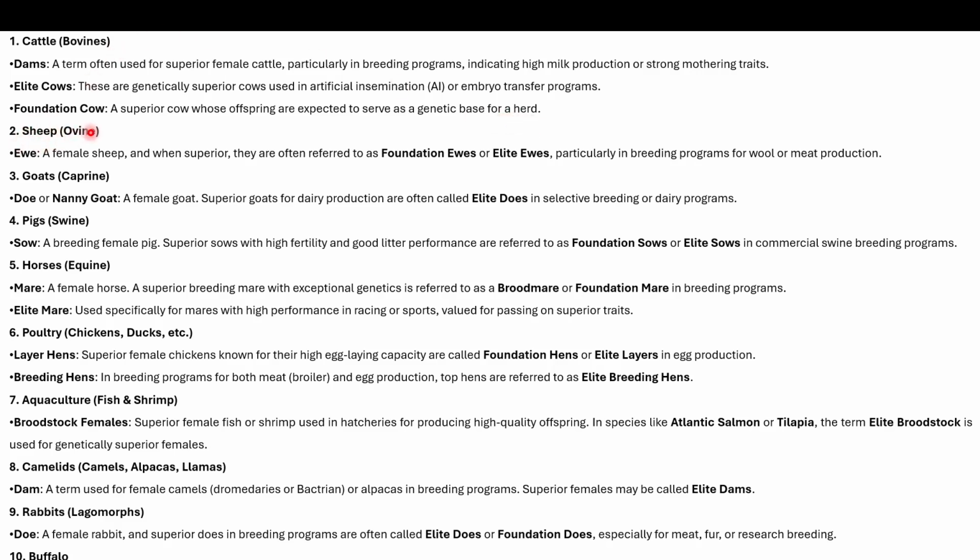In terms of sheep or ovine, a ewe is a female sheep, and when superior, they are often referred to as foundation ewes or elite ewes, particularly in breeding programs for wool or meat production. In case of goats, a doe or nanny goat is a female goat. Superior goats for dairy production are often called elite does in selective breeding or dairy programs.